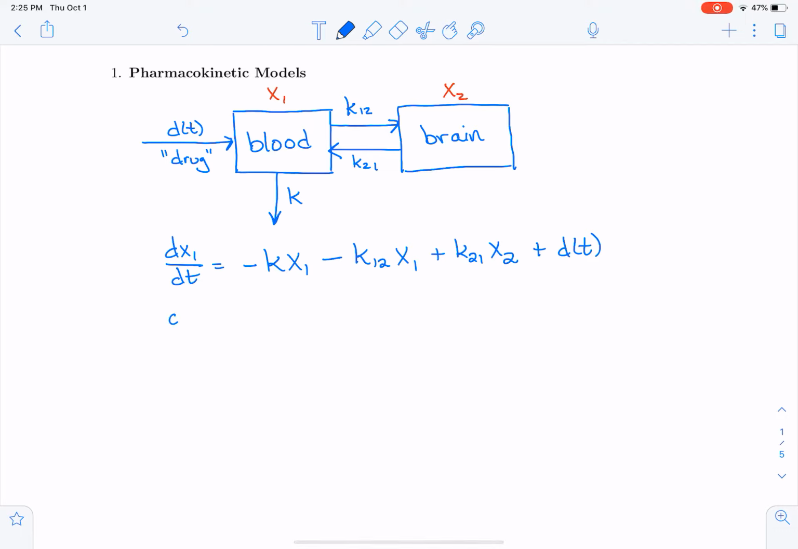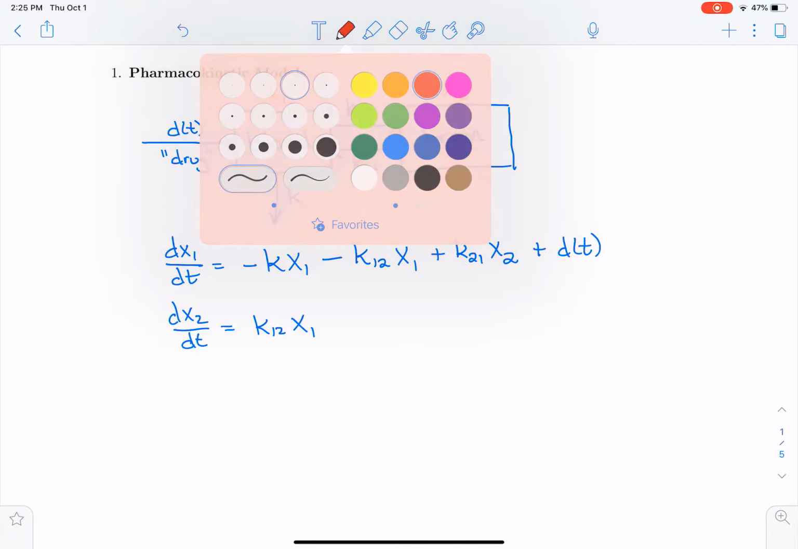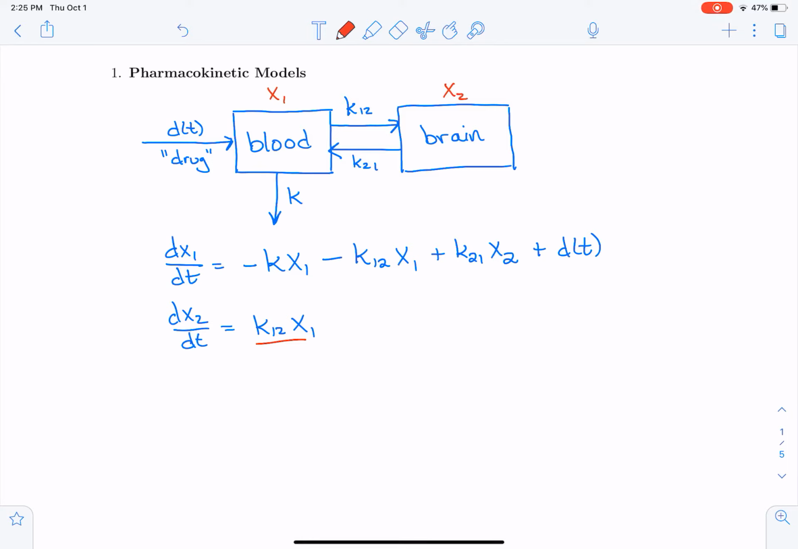Okay, so dx2 dt, the rate of change of the amount of drug that's in your brain. Well, we're going to introduce some of the drug from the bloodstream at a rate K12 times X1. So that's a rate proportional to the amount that's in the bloodstream. And you can see, in fact, that this term is matching what is leaving the bloodstream.